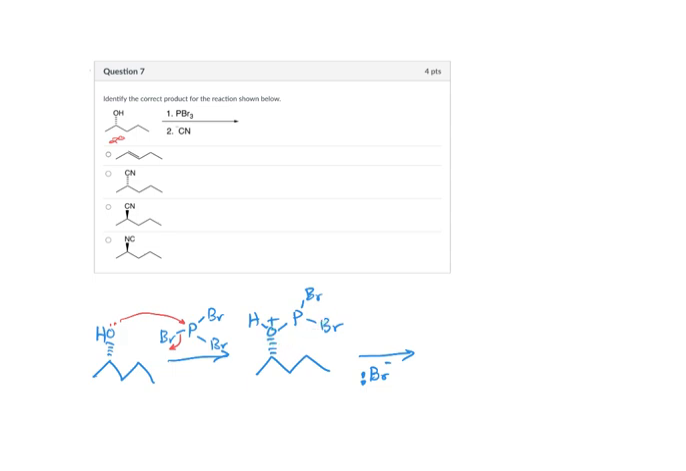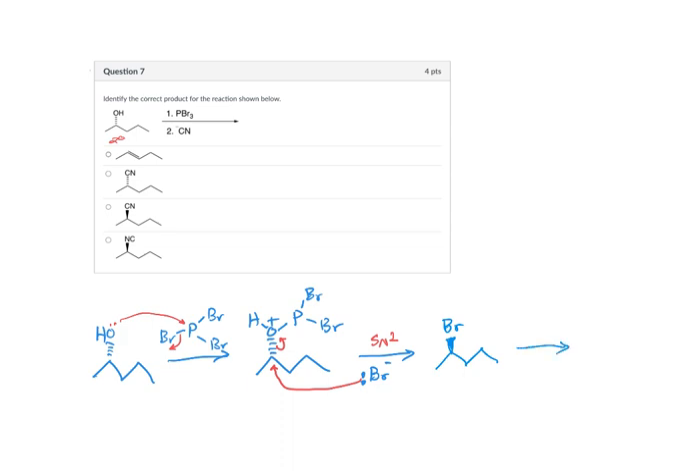And so this is a much better leaving group than hydroxide is. So bromide comes into here, displaces this whole group, and this is an SN2 mechanism here. So when we get the alkyl bromide, the stereochemistry has been inverted, like this. Okay, so that's step 1.